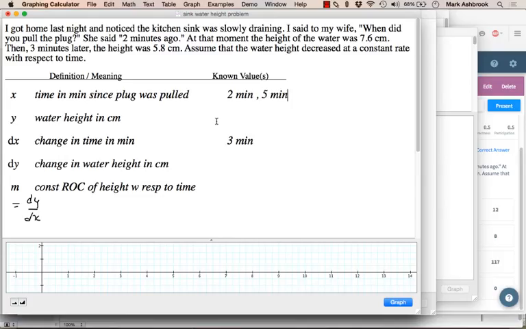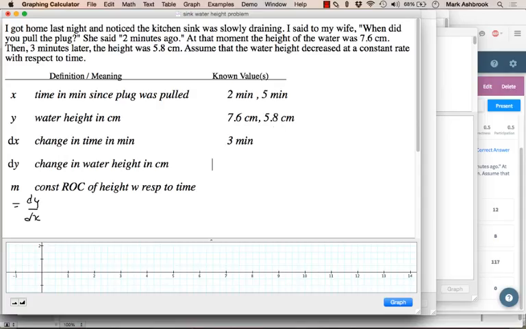Do we have any known values? What do we know? 7.6 centimeters, 5.8 centimeters. Okay, do we have any changes in water heights? Okay, so we could calculate one, right? So we're not given any, but we've got 2 water heights, so we could calculate a change.